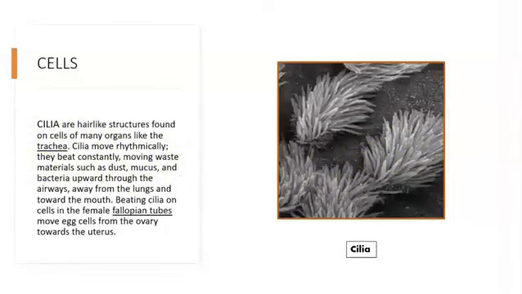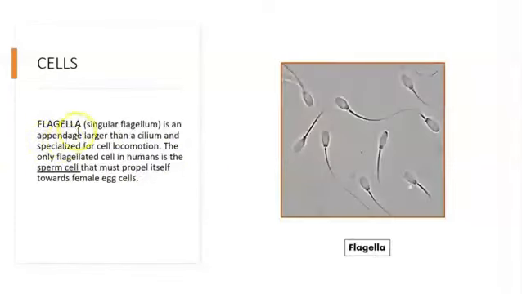Another extension from the cell membrane is flagella. Flagella, in this case, are located in specialized cells such as spermatozoids. The spermatozoids use the flagella for movement as well, but this is for propulsion.